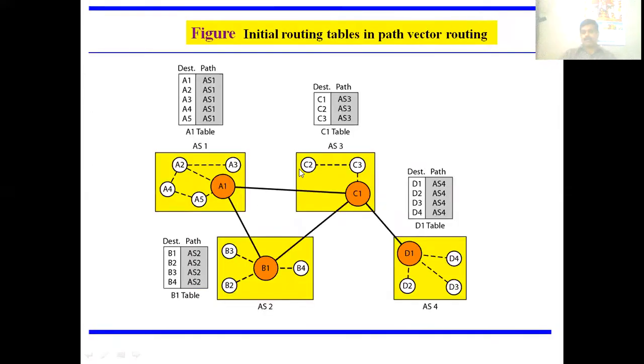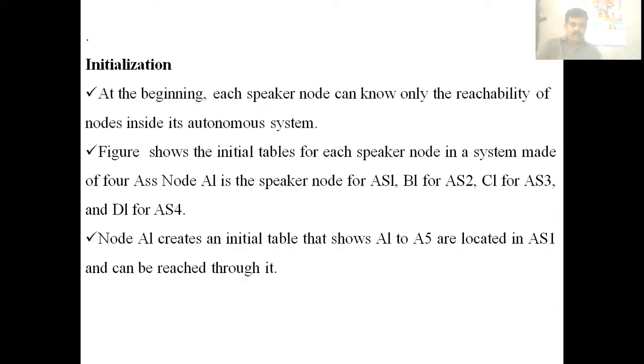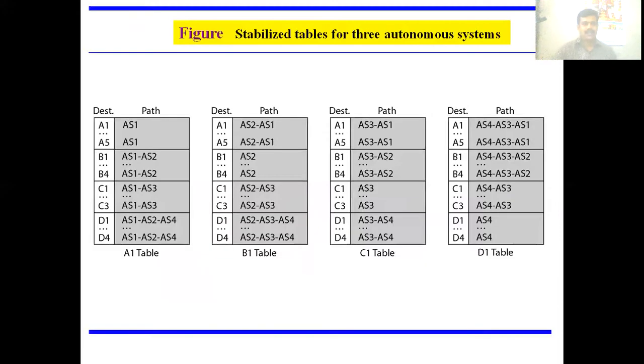C1 can be reached from autonomous system 1 to autonomous system 3. Similarly, B can be reached from autonomous system 1 to autonomous system 2. Similarly, D can be reached from autonomous system 1, autonomous system 3, autonomous system 4. So this is the routing table, the stabilized table for the autonomous systems.